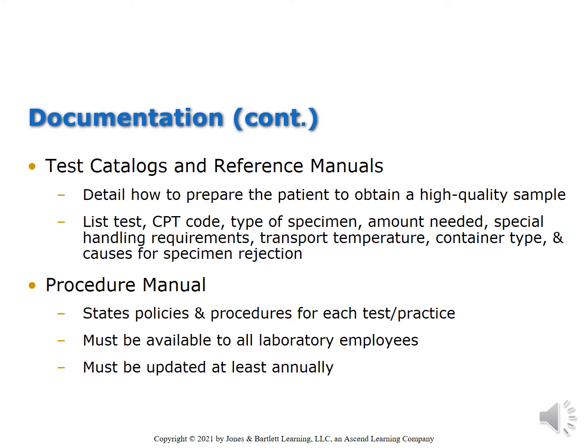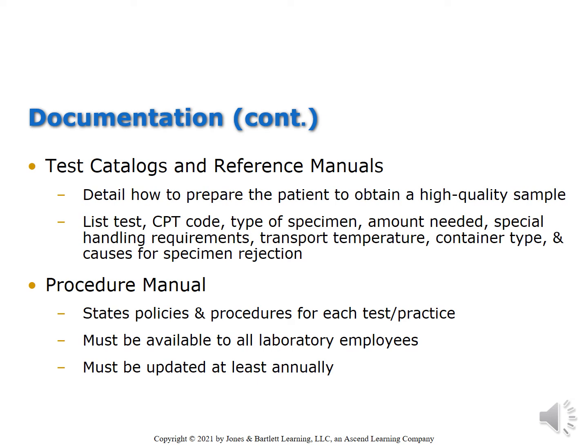They typically list the test, the CPT code, which you might have learned about last week, type of specimen, amount needed, special handling requirements, such as does it need to be on ice, does it need to be dry, does it need to be transported rapidly, transport temperature, container type, and causes for specimen rejection.